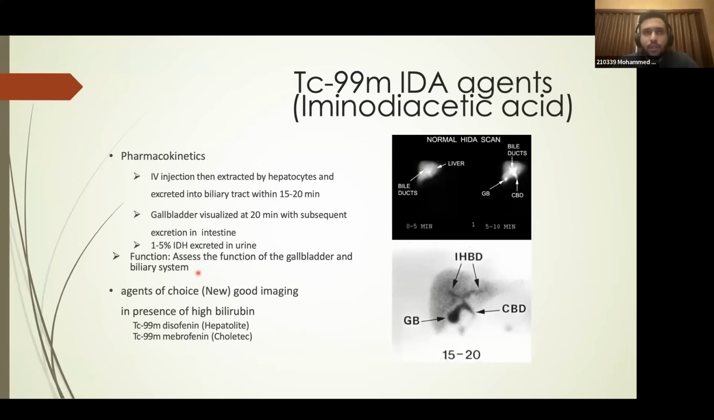Not the imaging modality of choice, but if you have a question on which nuclear medicine agent to use for visualizing or assessing the function of the gallbladder and biliary system, you do an IDA or HIDA scan. Okay, that's basically what this is. What is the imaging modality of choice, however, if you want to assess the gallbladder and the biliary tree? Ultrasound, good. Perfect. That's it.